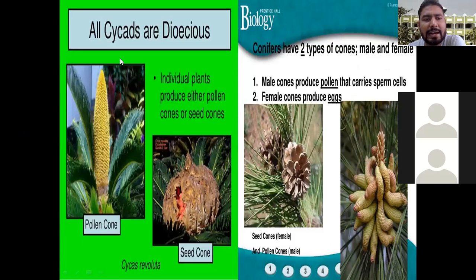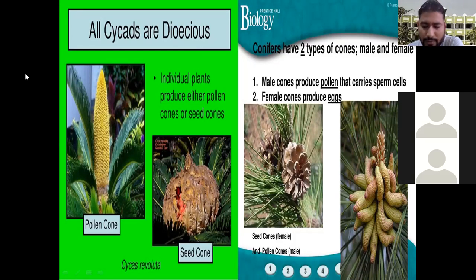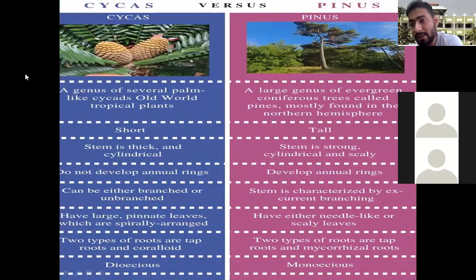All cycads are dioecious, I already told you. Cycas is dioecious. Conifers have two types of cone: pollen cone and seed cone. Okay, this is the structure, just for your attraction. This is an attractive slide by which you can maintain consistency, because in-line means they are not too beneficial, but you have to maintain your consistency. That is good.